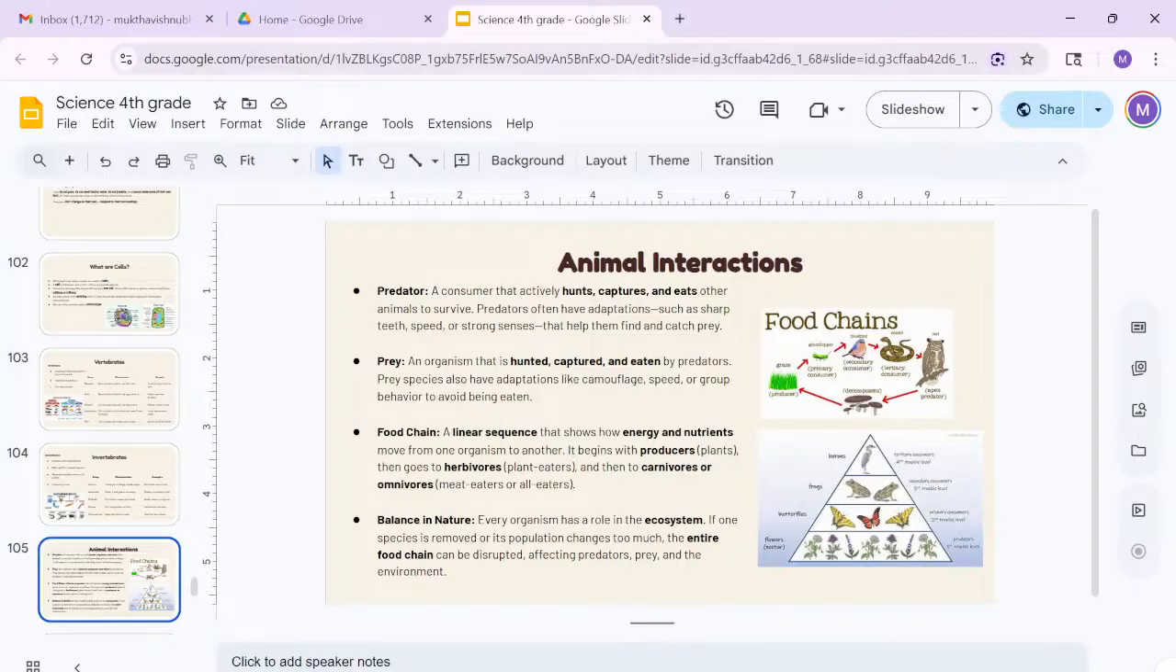A food chain is a linear sequence that shows how energy and nutrients move from one organism to another. It begins with producers, plants, that goes to herbivores, plant eaters, and then to carnivores or omnivores. Carnivores are meat eaters, and omnivores eat both meat and plants. Humans are omnivores, by the way.